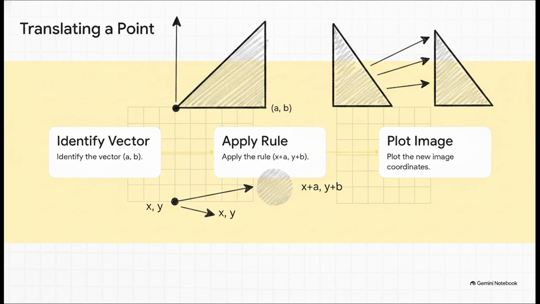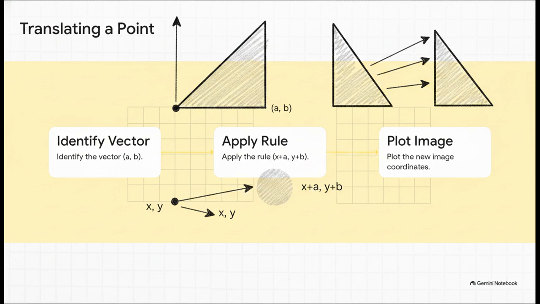Take a look at the coordinate rule for a translation. It's actually remarkably elegant. To translate any point, all we do is identify our vector, which gives us a horizontal value a and a vertical value b. We grab our original pre-image coordinates, x and y, and we just add them together. So the rule is simply (x, y) maps to (x + a, y + b).